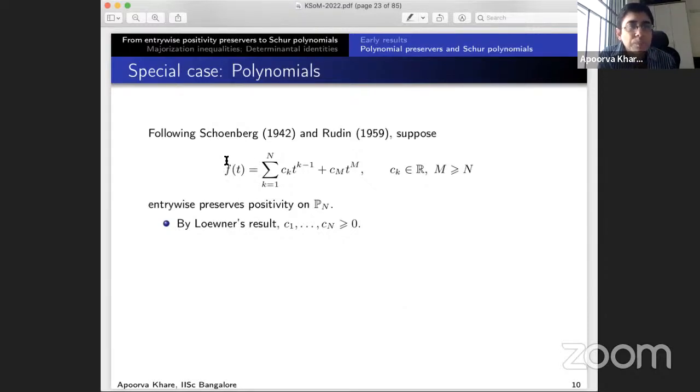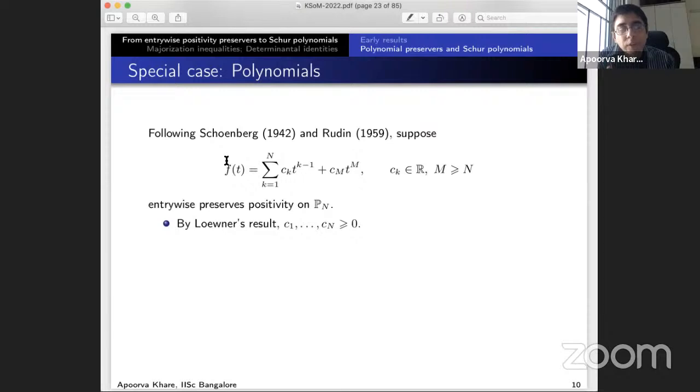And now, let us apply it to a special case, which is polynomials. So Schoenberg and Rudin said that if I have a power series or a polynomial with all positive coefficients, then it will work to entry-wise preserve positivity in all matrices of all sizes. So if I want to only preserve positivity in matrices of a fixed size, that's a much smaller set of matrices. So I should expect a much larger class of functions to work.